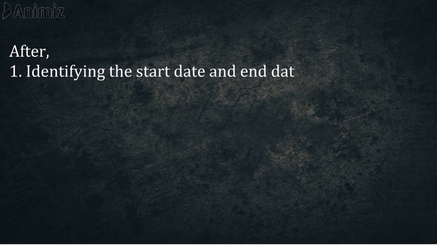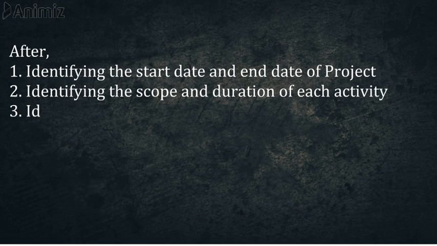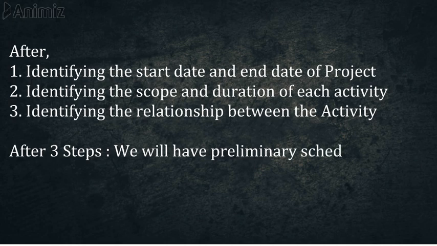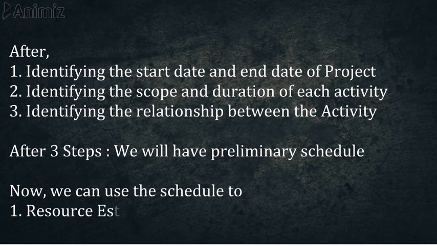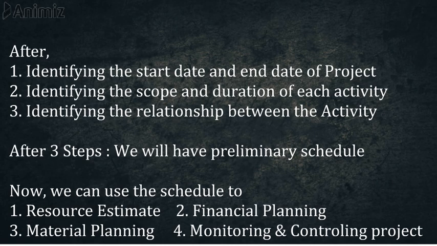Now we understood that once we identify the start date and end date of the project through the contract, and then identify the scope and duration of each activity, and after identifying the logical relationship between the activities, we are now equipped with sufficient knowledge to develop a preliminary schedule. Once we are able to develop this preliminary schedule, then we can do the resource estimate, financial planning, material planning, and monitoring and controlling the project.